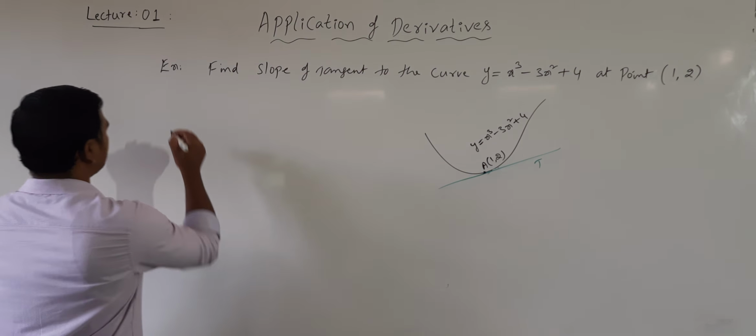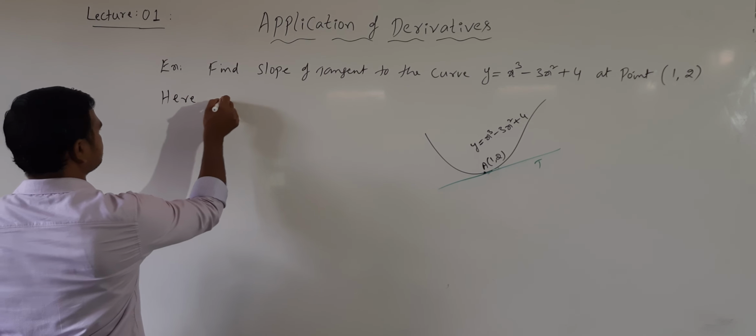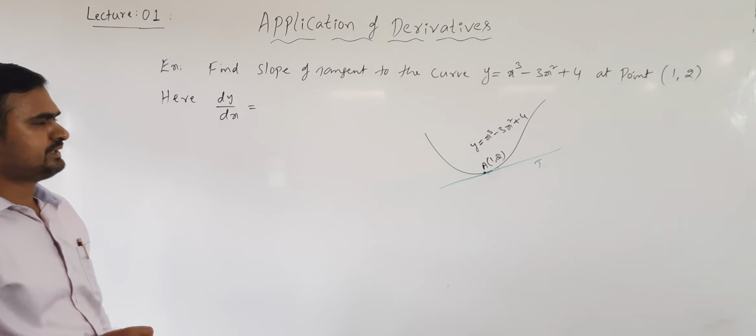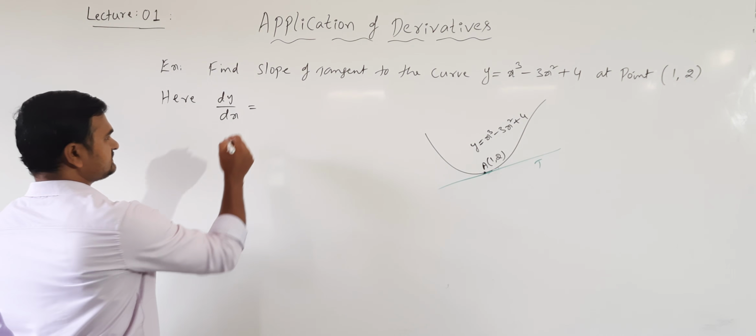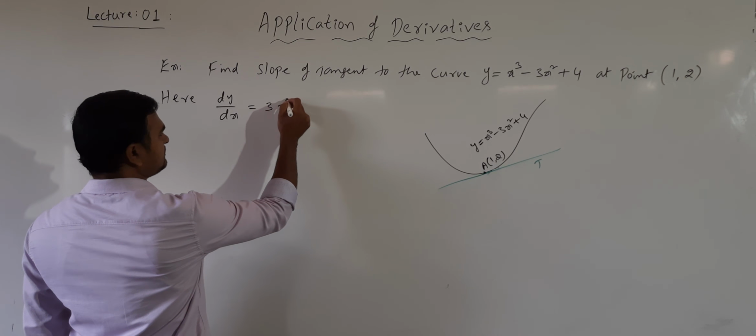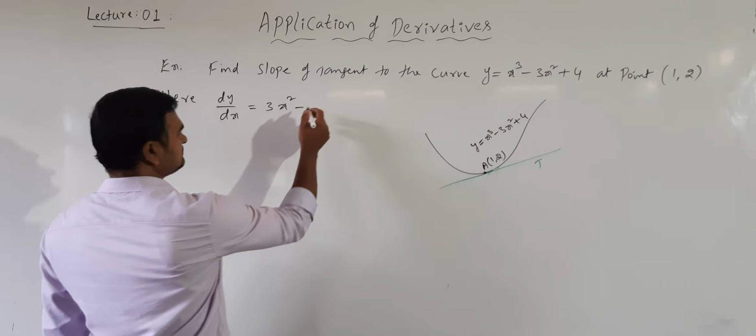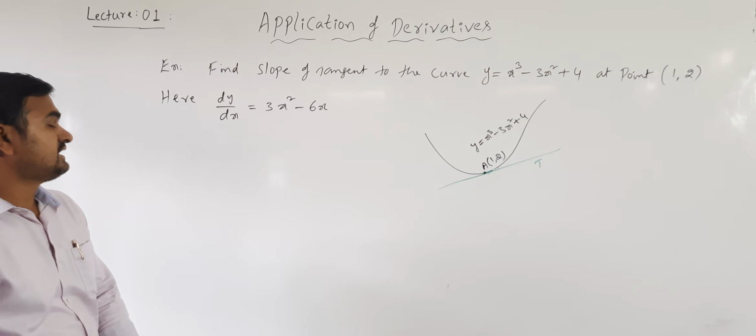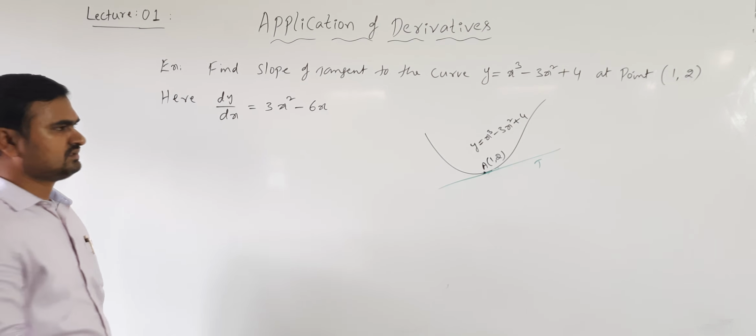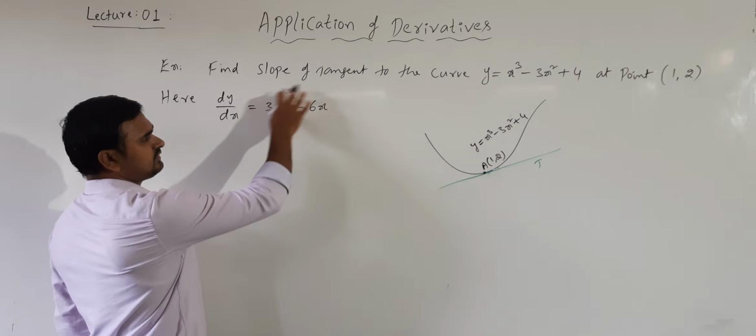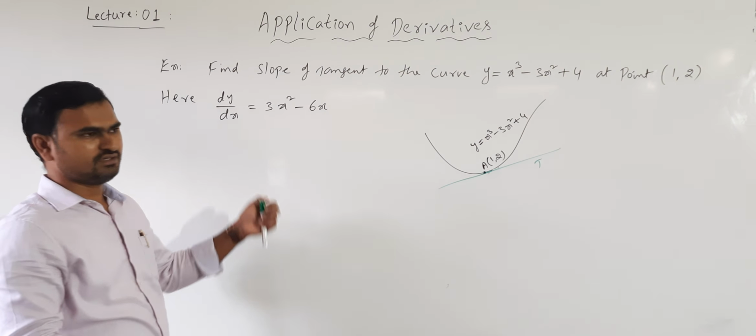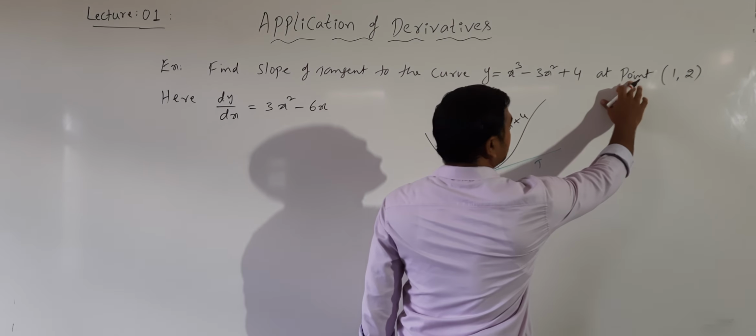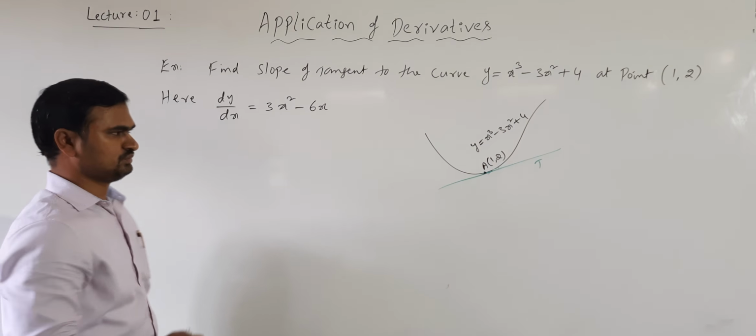Okay. So here what is the dy by dx? Y is x cube minus 3x square plus 4. So what is this derivative? It is 3x square minus 6x. Okay. dy by dx is 3x square minus 6x. Now this is the slope of tangent at any point. Okay. It can be any point, but we are interested in finding the slope of tangent at that particular point 1, 2.